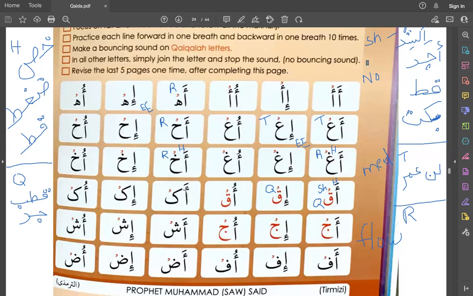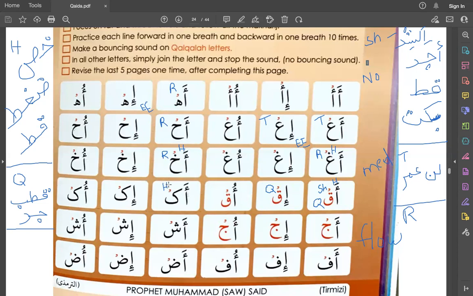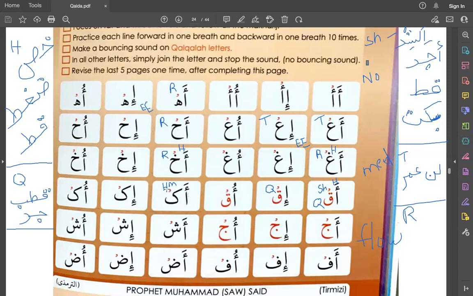Okay, ak, it was kaf. Kaf is among the letters which have hums. Hums is the flow of breath. The letters are fa, ha, tha, ha, shin, kha, sad, kaf, ta. Whenever these are with sukoon, we get the sifa of hums, and hums is a flow of breath.